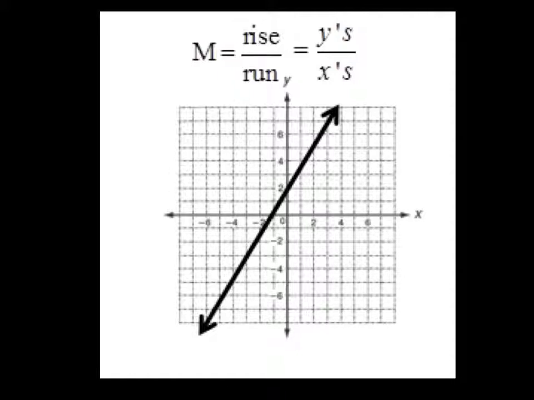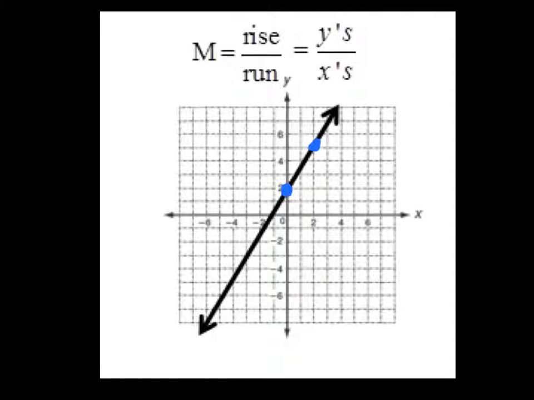Now, if you will find the 2 ordered pairs on the graph, we're going to have an ordered pair at 0, 2. Put a dot at 0, 2. And then there's another ordered pair at 2, 5. So we've got an ordered pair here. We're going to count our rise and our run. It does not matter which point we start at. I'm going to start at 0, 2.